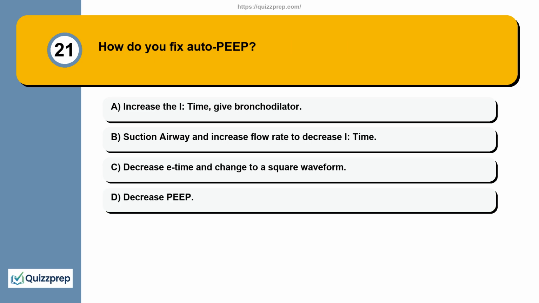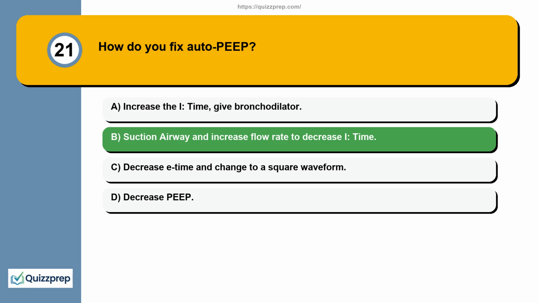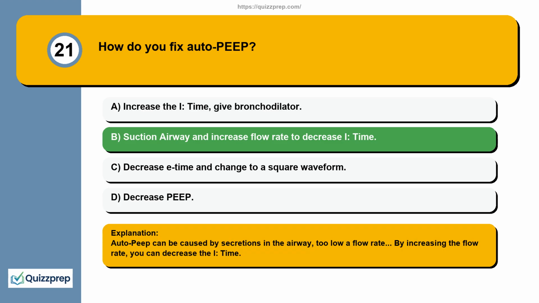Question 21. How do you fix auto PEEP? Increase the I time, give bronchodilator, suction airway and increase flow rate to decrease I time. Decrease E time and change to a square waveform. Decrease PEEP. Auto PEEP can be caused by secretions in the airway, too low a flow rate. By increasing the flow rate, you can decrease the I time.